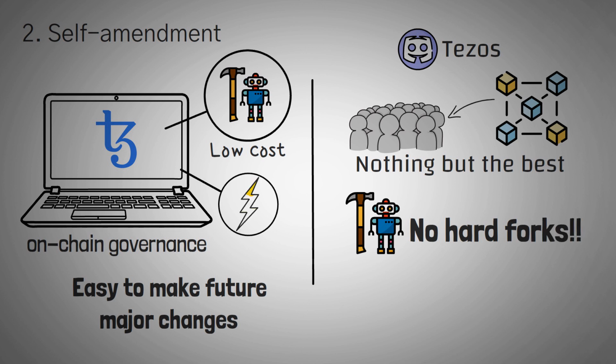Now, not only is this system a much faster system, it also helps to avoid legacy tokens like Ethereum Classic and Bitcoin Cash, which was the result of a hard fork.